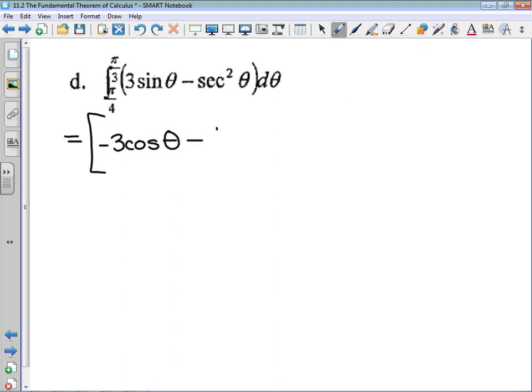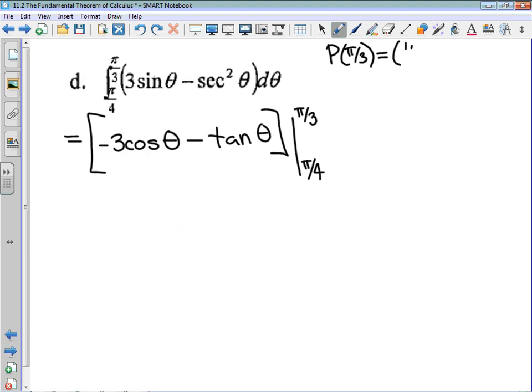And then to be consistent with my notation, I'm going to evaluate this from the upper bound pi over 3 to the lower bound pi over 4. Now, there's going to be a lot of trigonometry happening here. So I'm going to write those coordinates up top. The point pi over 3 on our unit circle, pi over 3 is 60 degrees. That means it has the smaller x value and the larger y value. And then the point at pi over 4 on the unit circle is root 2 over 2 comma root 2 over 2.